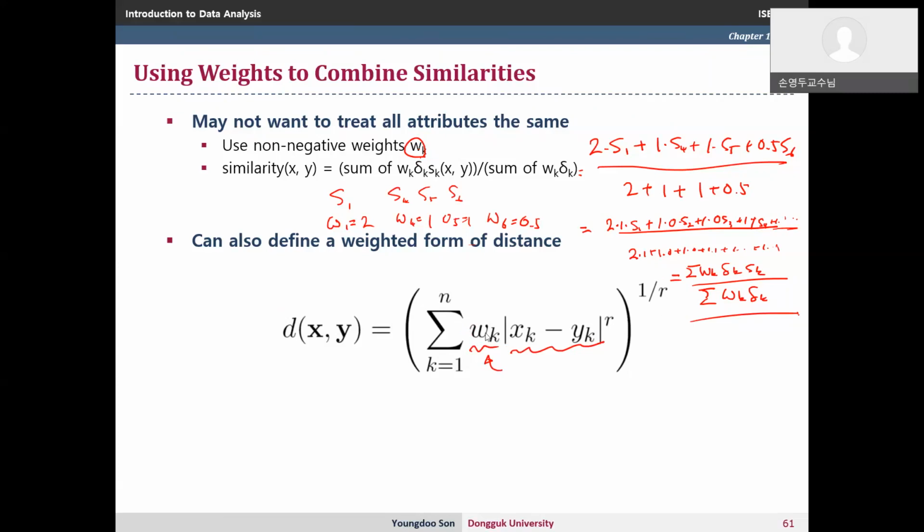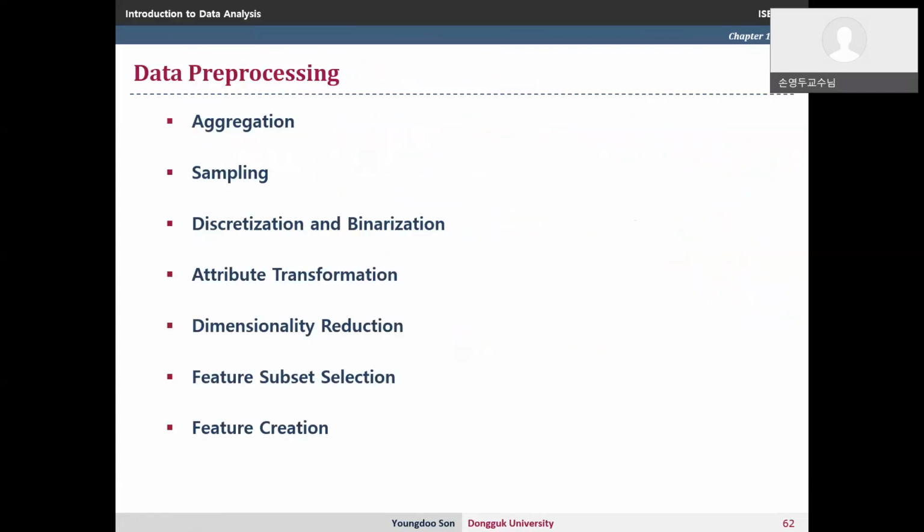So that's the end of this class. In the next class, we will maybe finish chapter 1, where the remaining part is data pre-processing. Please review today's content at home, and let's see you in the next class.